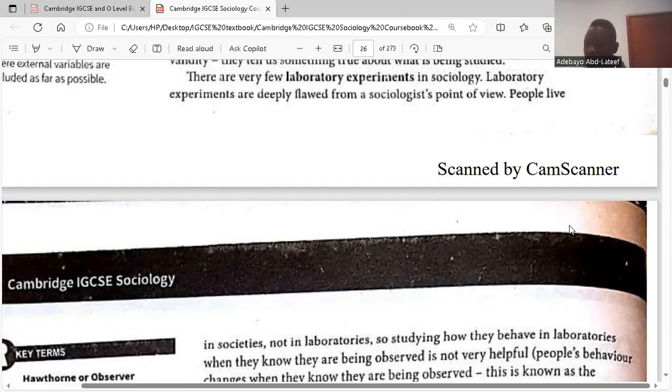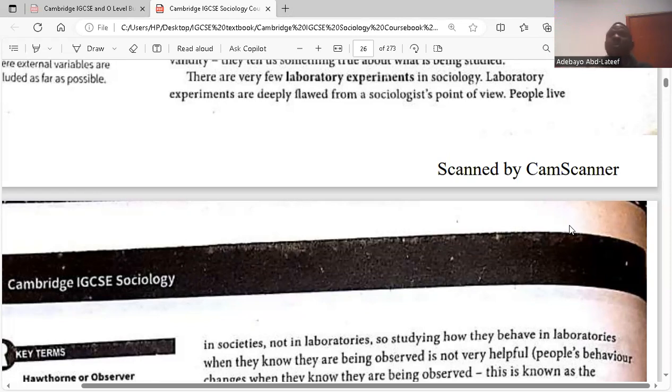Laboratory experiments are deeply flawed in sociology from the sociologist's point of view. Why? Because people live in societies, not in the laboratory. So sociologists do not believe in laboratory experiments because people don't stay in the lab. You can't just take people to the laboratory and watch them do things. People don't live there. They live in the natural environment, in a natural setting.